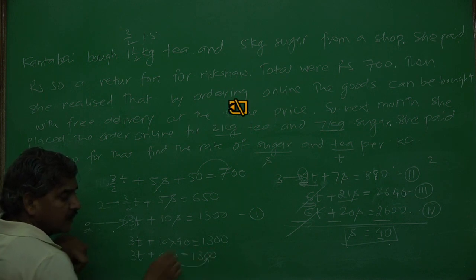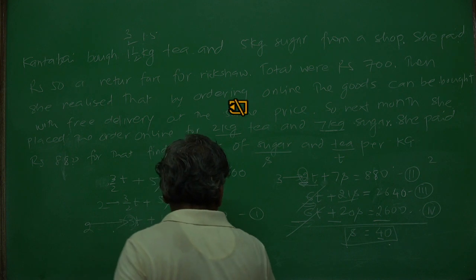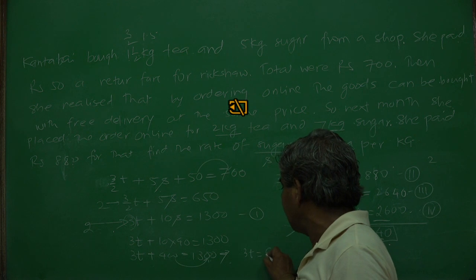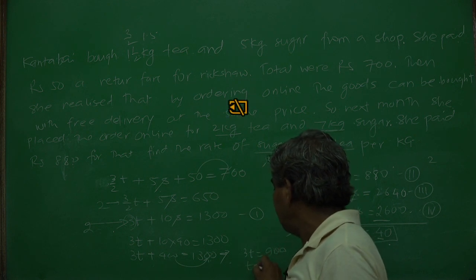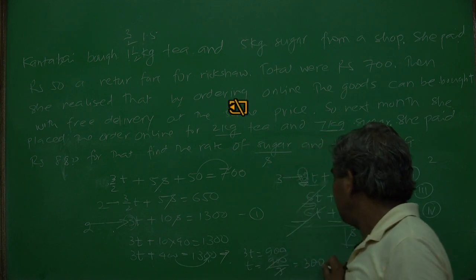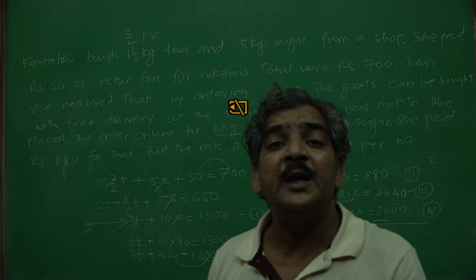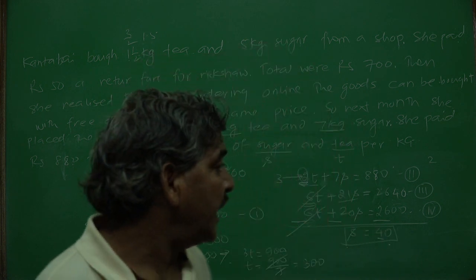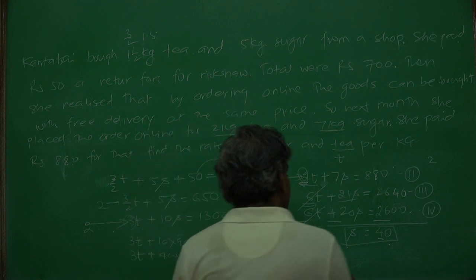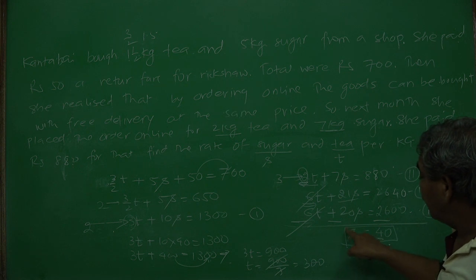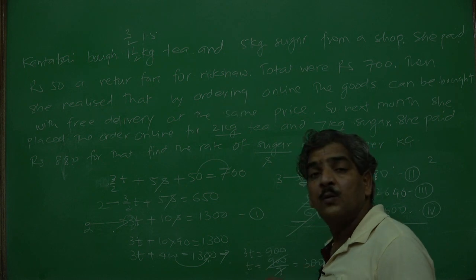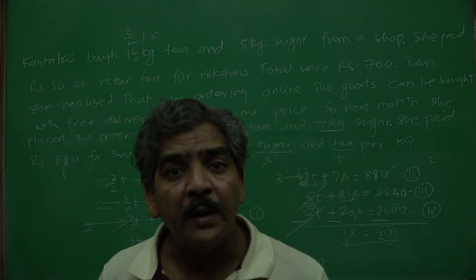Shift 400 to the right hand side, and this implies 3T is equal to 900. So T is equal to 900 upon 3, cancelled, and that is equal to 300. So the cost of 1 kg sugar is 40 rupees and 1 kg of tea is 300 rupees. That is the required answer.